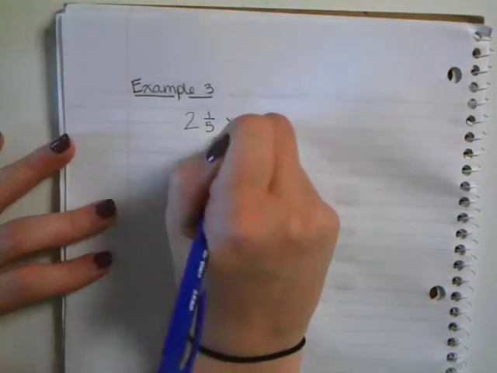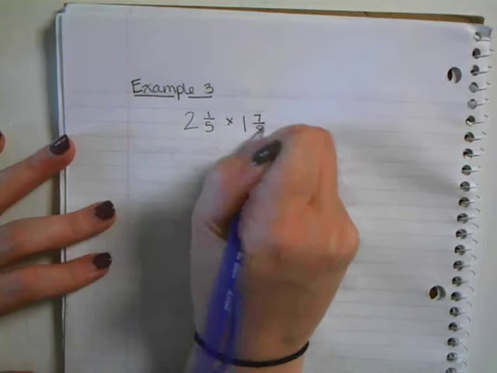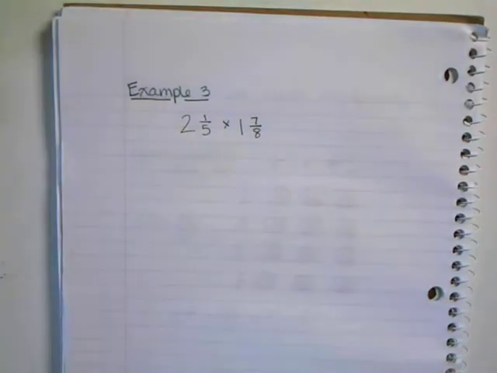2 1/5 times 1 7/8. What does this problem really mean? What is this problem really asking me to do? 2 1/5 times 1 7/8. What is it really asking me to do?